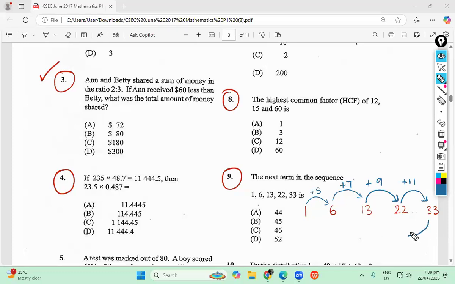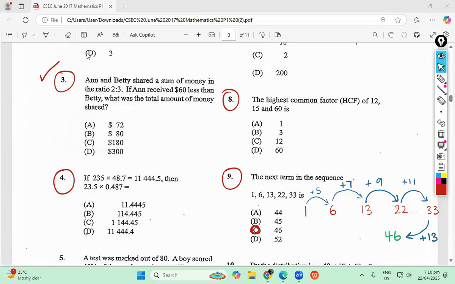So to get the next value, we have to add how much? How much is 2 more than 11? 13. We have to add 13. So 33 plus 13, that's 46. So the answer would be C. Right? Just looking at the answers there.